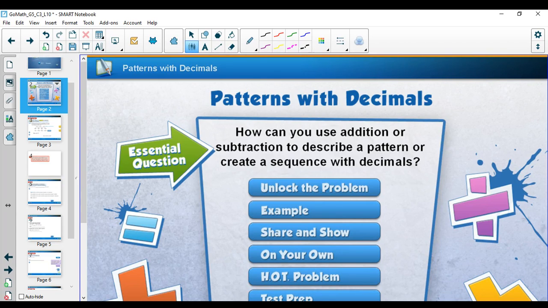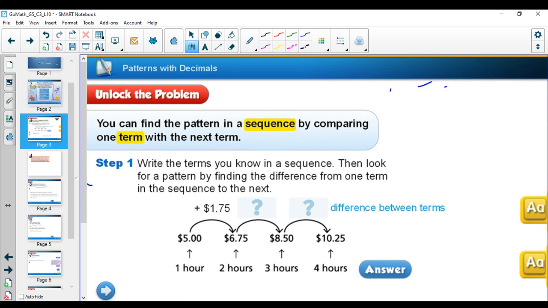So this is going to be lesson 310, and here we're going to be looking at patterns with decimals. We're going to look at how we can use addition or subtraction to describe a pattern or create a sequence with decimals. Here's our first problem, and it's telling us that we can find the pattern in a sequence by comparing one term with the next term.